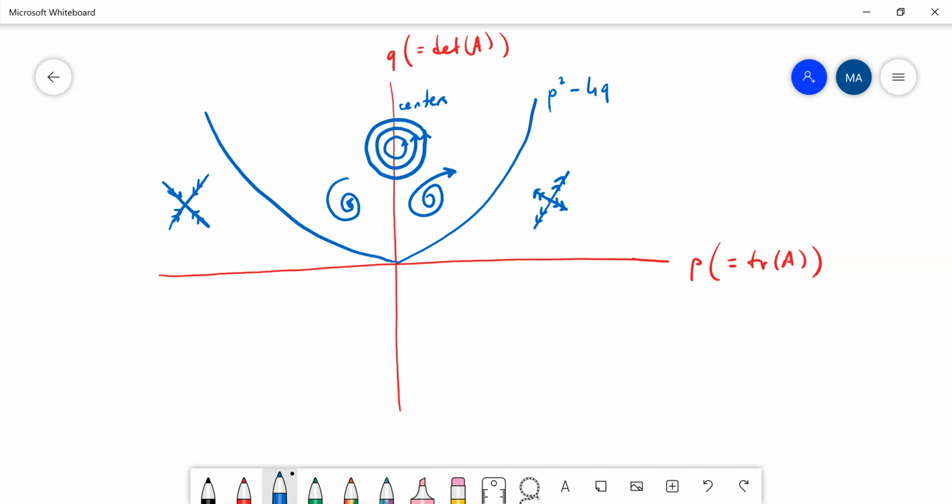Okay, saddle path is somewhere here. Okay, so this part is asymptotically stable. Why? Because trace is negative. When trace is negative, since it is the summation of eigenvalues, right? If it is negative, this is stable, and this part is asymptotically unstable.